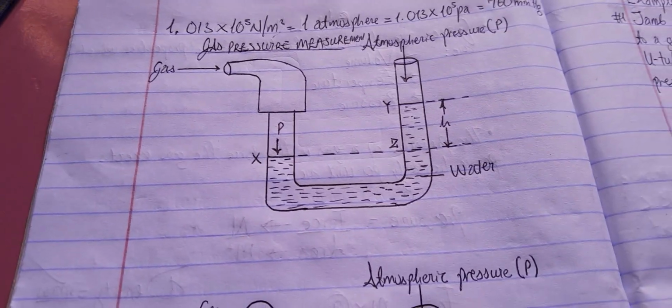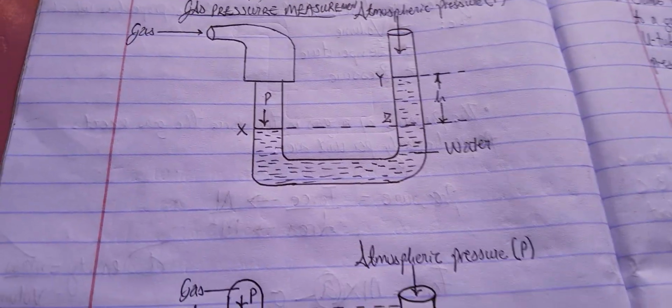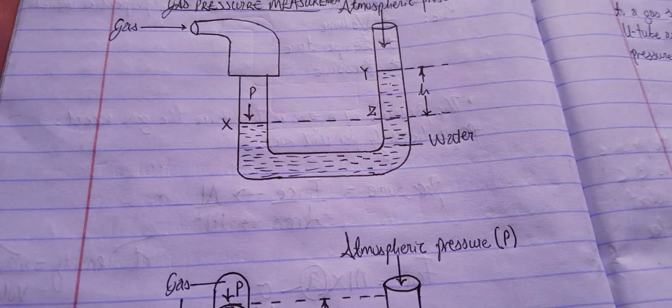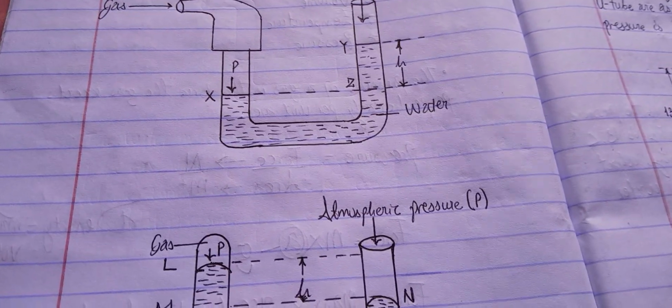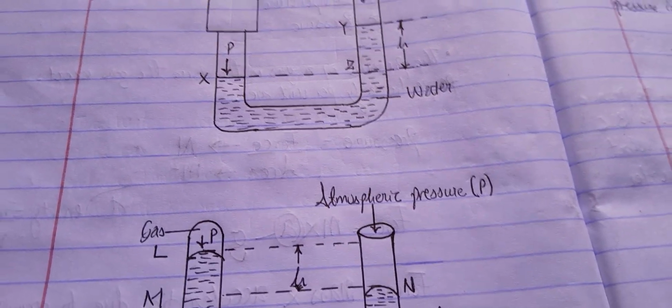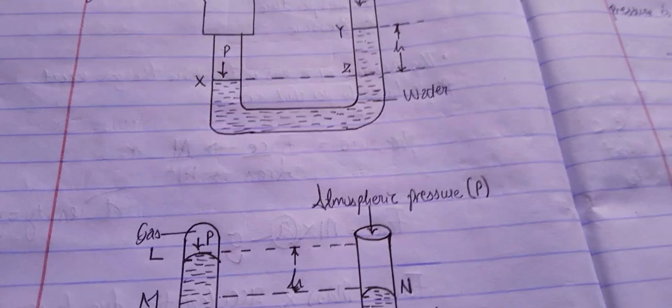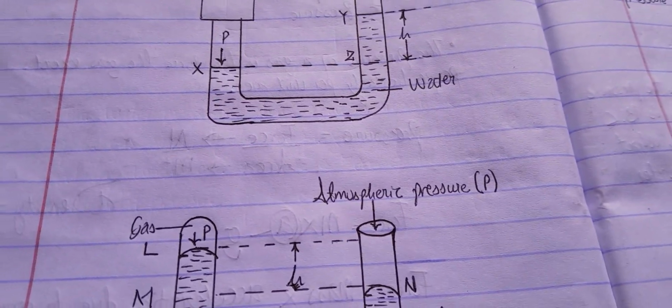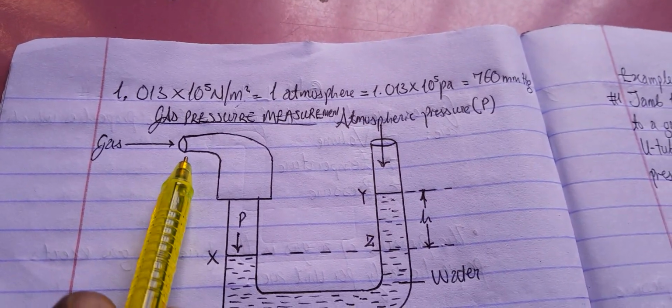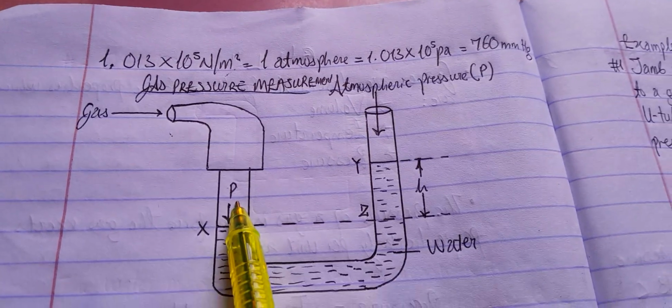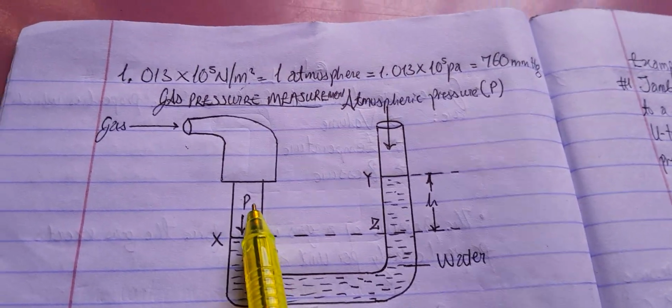So, gas pressure measurement. Sorry, I forgot to write the topic before putting down the notes. The pressure of a gas is measured using a manometer, which could be a water or mercury manometer. So this is how a manometer looks. This is where the gas supply comes from. And this is what we call the gas pressure.